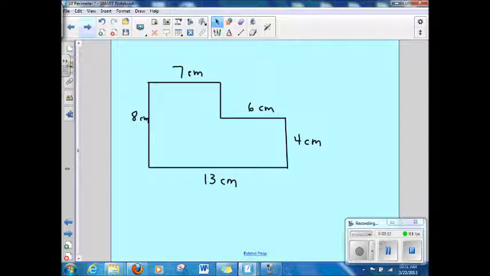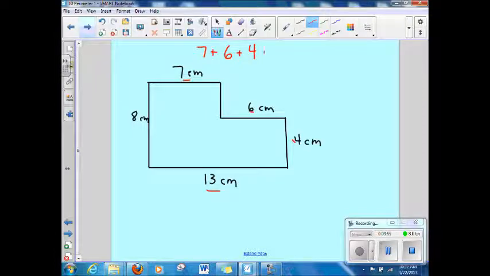Here's another plane figure. It isn't a rectangle, it isn't a square, but they do give us measurements all around. To figure out the perimeter, we measure the distance around and add them together. Here's 7, so I'll put 7 up here. And there's 6 plus 6. And there's 4 plus 4. And 13 over there, plus 8 over here. But did you notice there's one side that we didn't have a measurement for? Here's a 7. What about right here? We've got 6 on this side and 4 here and 13 across here and 8 here.